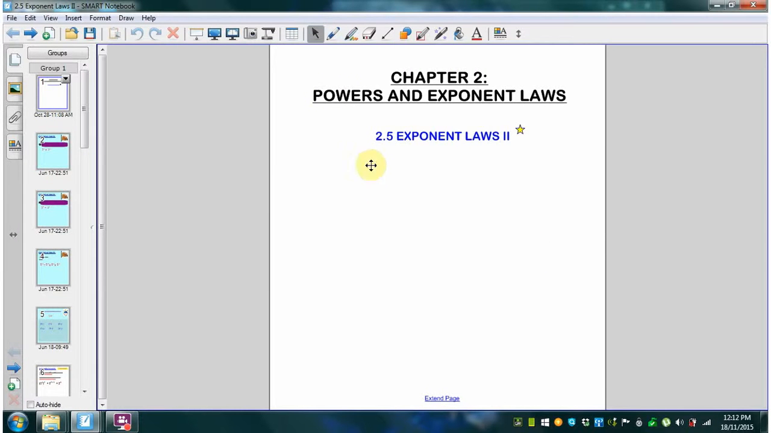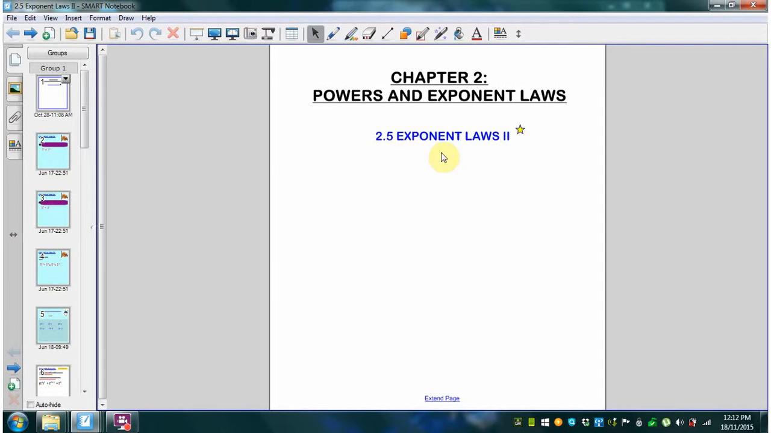Okay guys, so today we'll be continuing on with Chapter 2, Powers and Exponent Laws. We'll be starting a new section, so this is Section 2.5, Exponent Laws 2. This is the second part of Exponent Laws. I want you to write this down to keep your notes nice and neat. Pause the video, write down the section title, and then when you're ready, come on back.